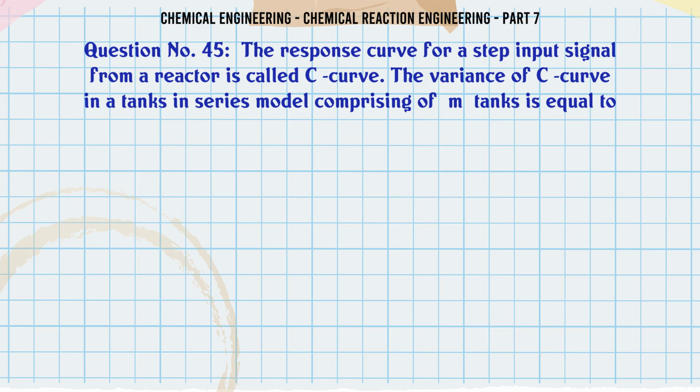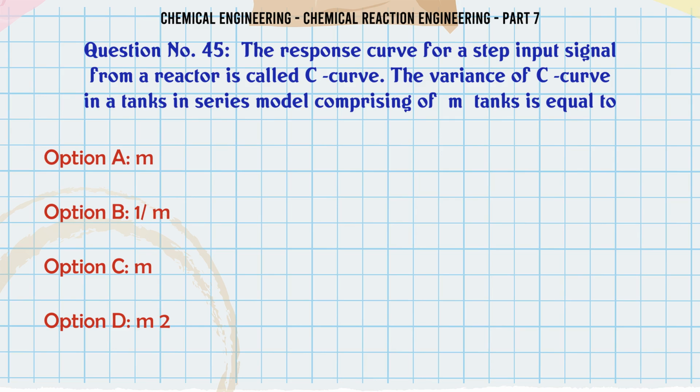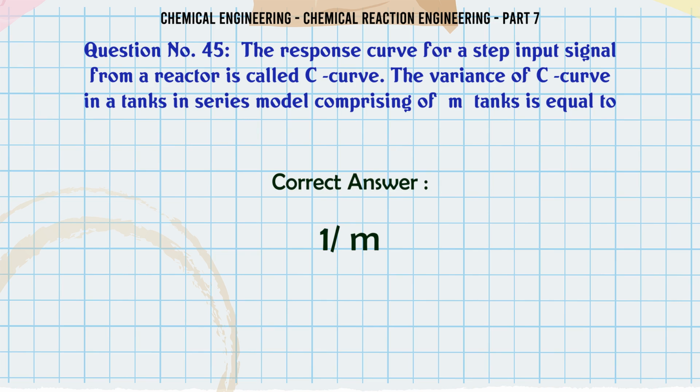The response curve for a step input signal from a reactor is called C curve. The variance of C curve in a tanks in series model comprising of M tanks is equal to A. M, B. 1/M, C. sqrt(M), D. M^2. The correct answer is 1/M.